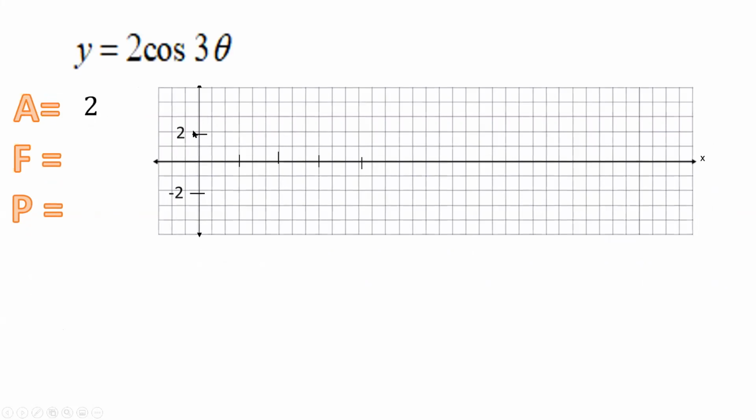So here we go with my amplitude of +2 and -2. Frequency is 3 according to this. 2 pi divided by 3 is my period. Okay, 2 pi over b, so 2 pi over 3 is 2 pi over 3 right there.